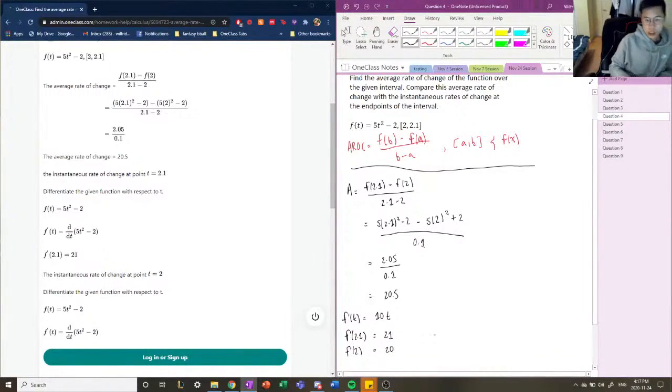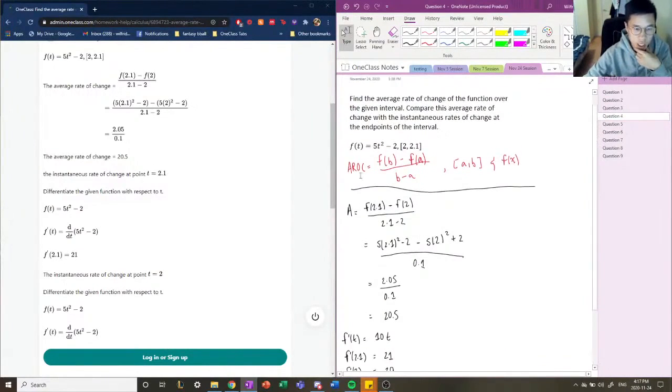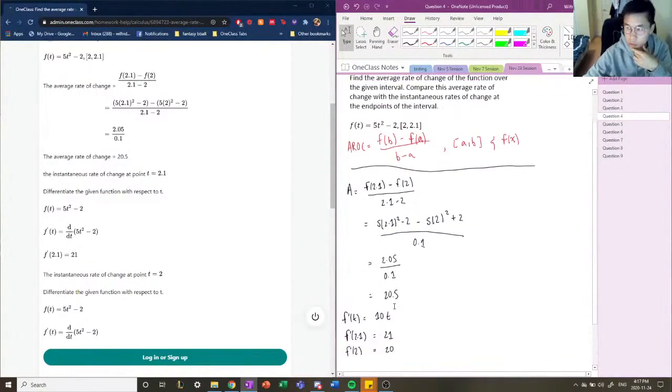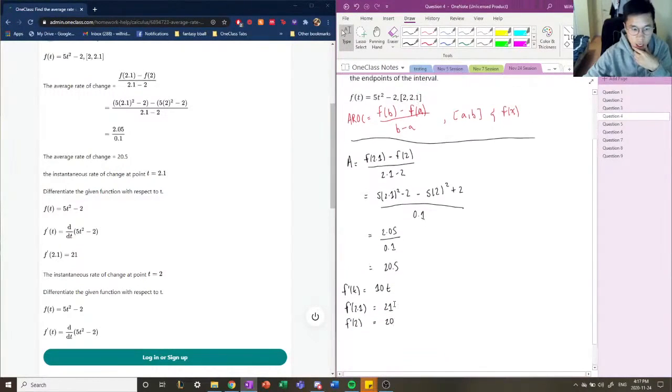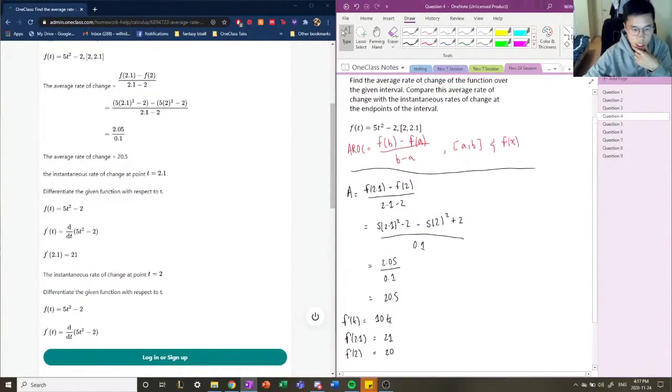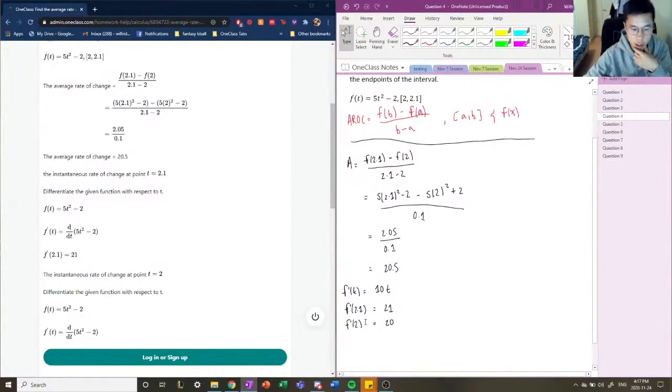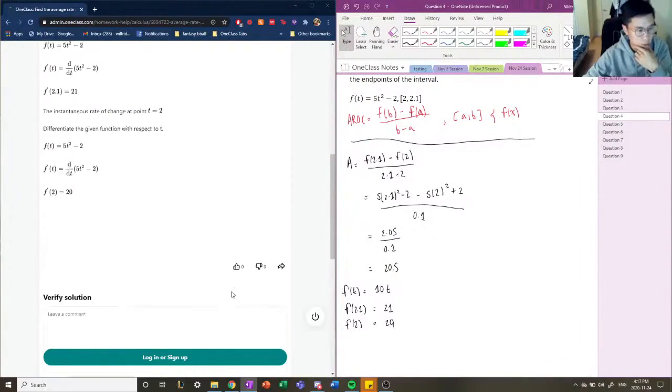Okay, so you see here that the average rate of change between 2.1 and 2 is the halfway point between 21 and 20, which should make sense given that it's the average rate of change between these 2 intervals, and we calculated instantaneous rate of change at the endpoints of those 2 intervals. Okay, so that's basically it.